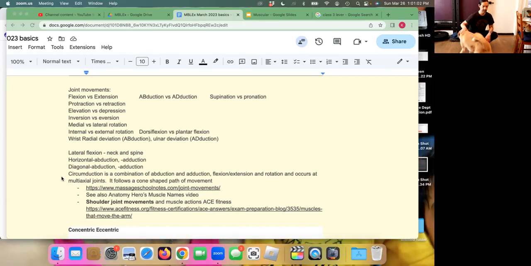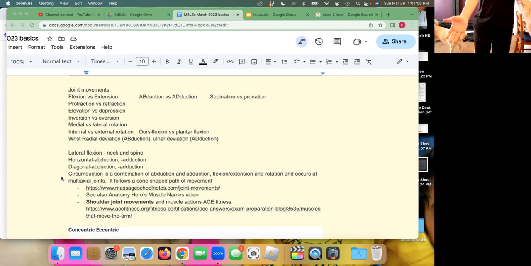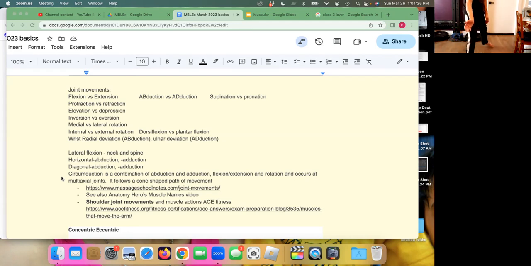Okay, and then radial deviation and ulnar deviation for the hand, right? Remember, this is anatomically neutral. So this is ulnar deviation, which is more medial, and then radial deviation, which is more lateral. Ulnar deviation towards the ulna, radial deviation towards the radius.